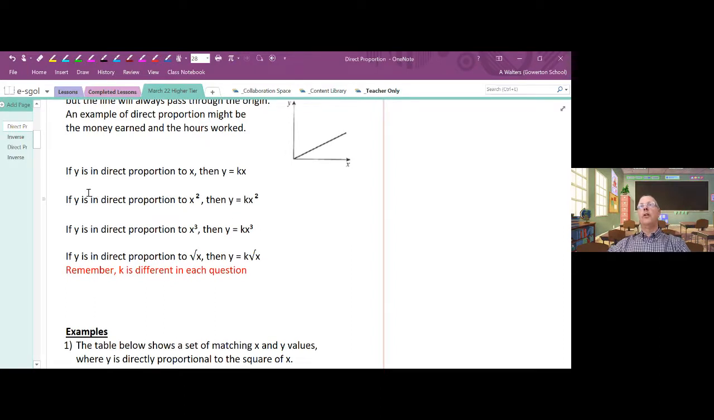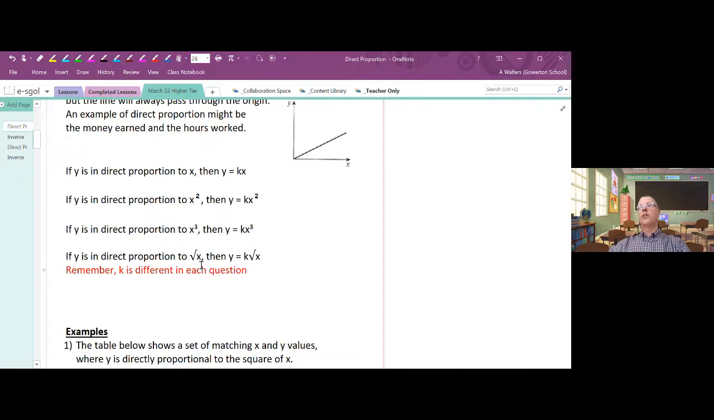There are 4 main things you've got to look out for. The first one, if y is in direct proportion to x, then y is equal to k times x. And you've got to know that to be able to start the question. So if I said y is in direct proportion to x squared, you would say y is equal to k times x squared. Likewise, if y is in direct proportion to x cubed, it's y equals some constant times x cubed. And if y is in direct proportion to the square root of x, then y is equal to some constant times the square root of x. Okay, remember that in each case k is different. And that's what we will be working out first.